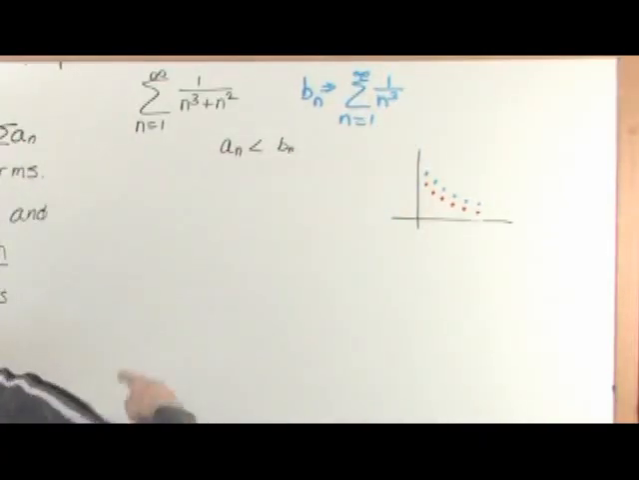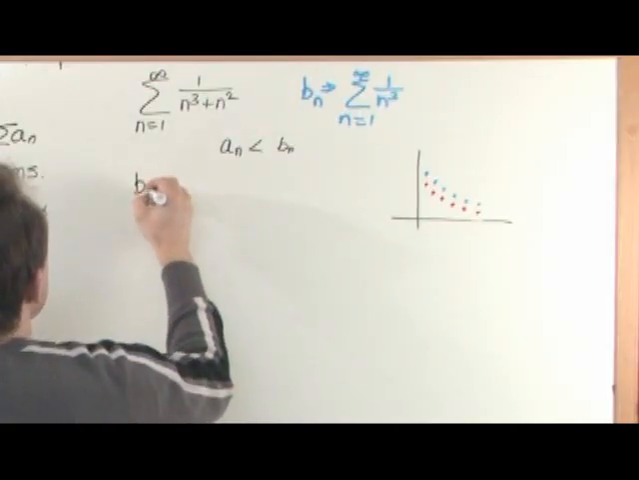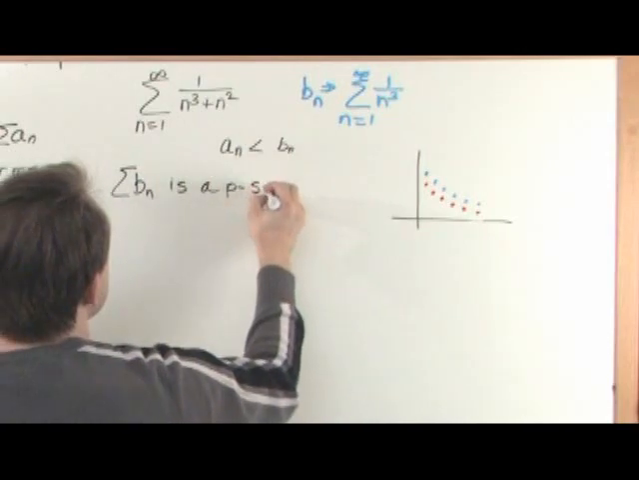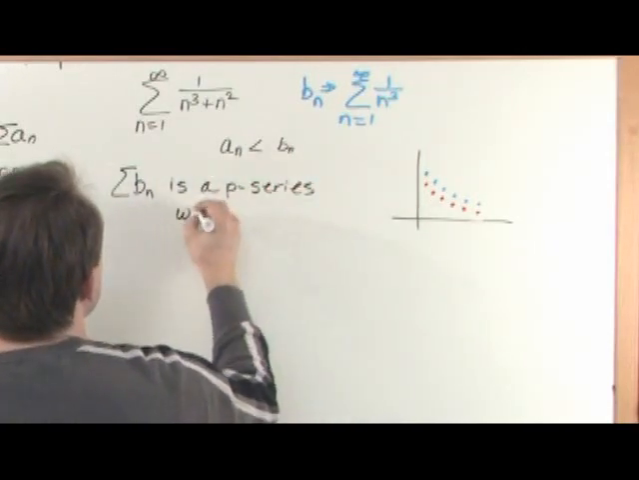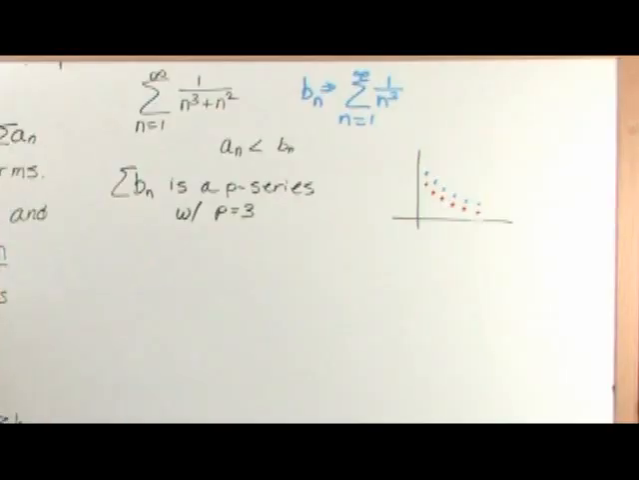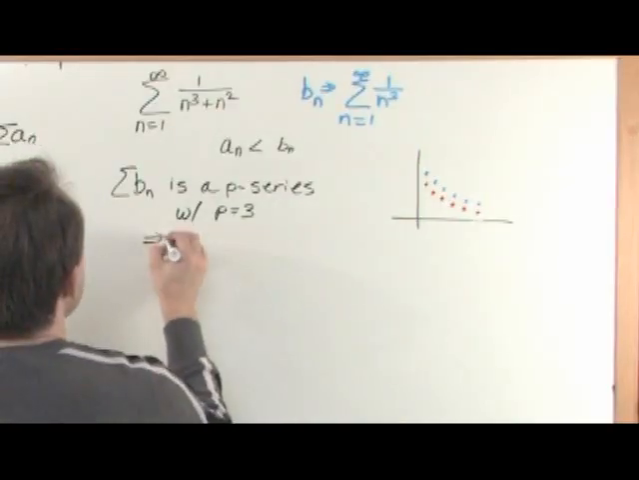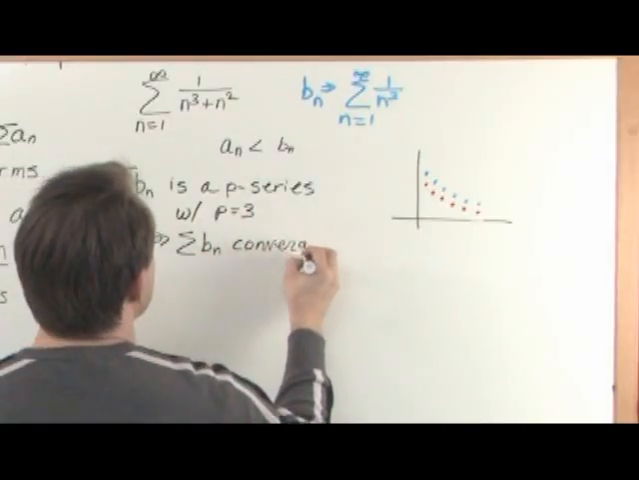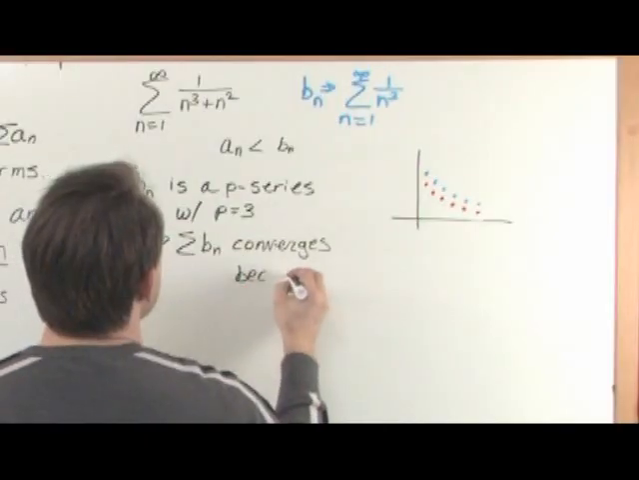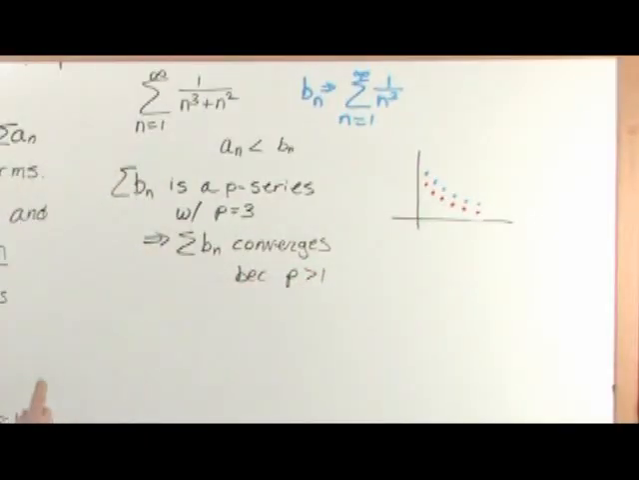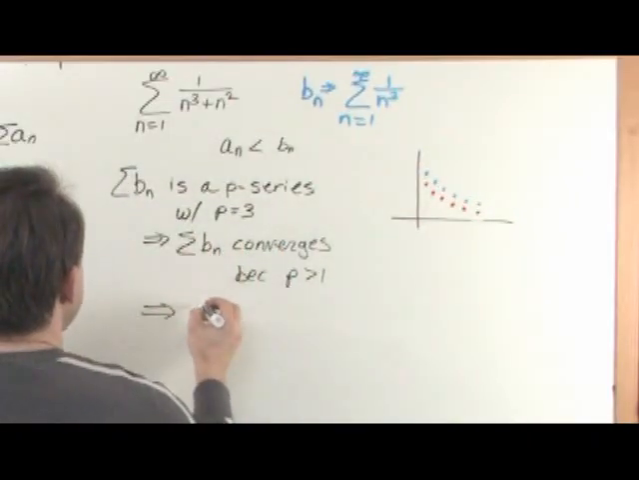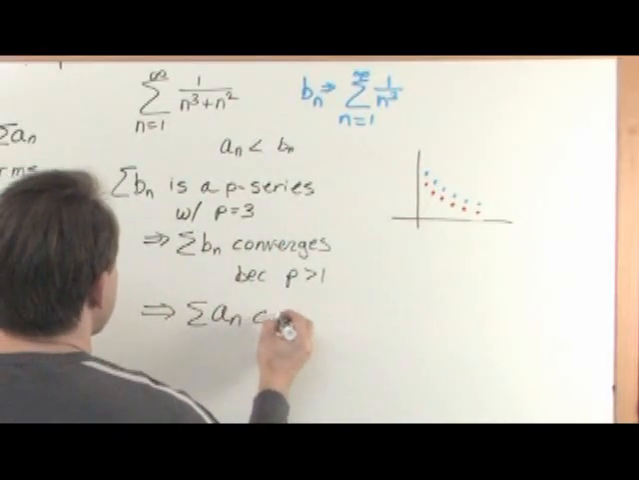So what you would say on your test is B sub n is a p series with p equal to 3. And notice if you go back to the p series, if p is greater than 1, then we know that B sub n converges because p is greater than 1. And so because B converges and because B is on top, it squishes A sub n, so we have proven by the comparison test that A sub n also converges.